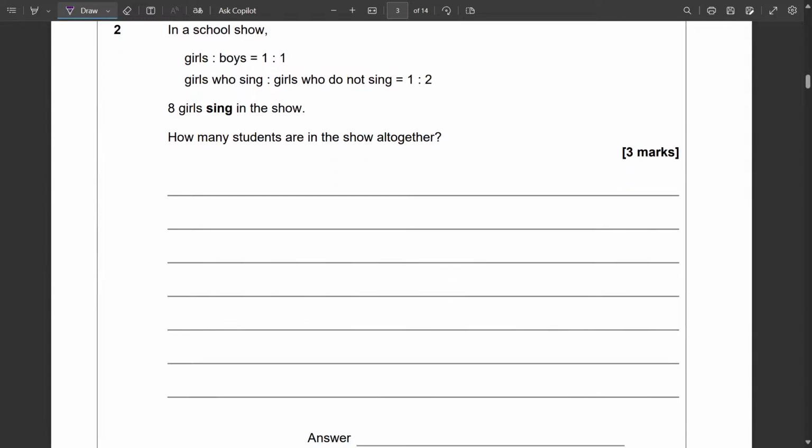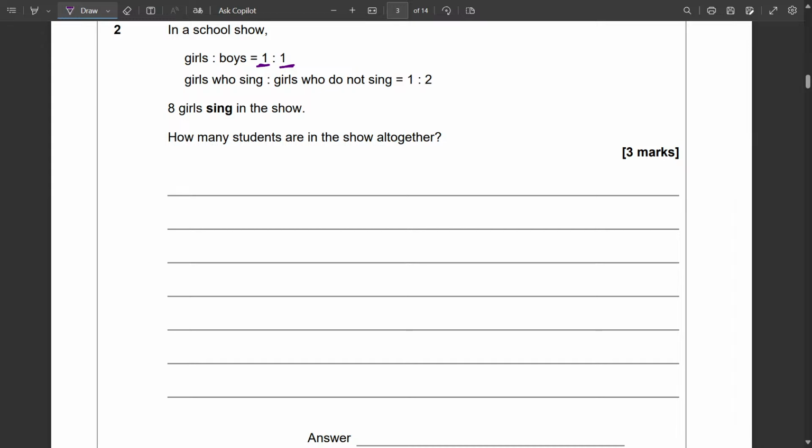Question 2. Again, these are all grade 3 to grade 4 questions, and these are all common sense type questions. In a school show, the boys to girls ratio is 1:1. That means for every 1 girl there is 1 boy. So if we work out the number of girls, you can work out the number of boys, or either way.